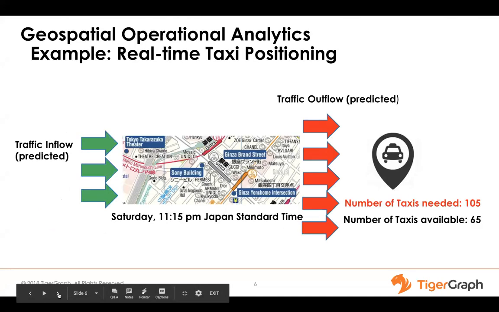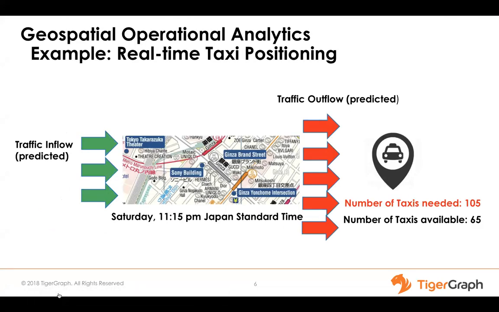I want to start with a real-world customer problem. Our customer from Japan, which is a ride-hailing company, gave us this problem to solve. Just imagine it's 11:15 p.m. on a Saturday night in Ginza. A big baseball game just finished, and many passengers are around Ginza area. How do we predict the taxi needs for the Saturday at 11:15 p.m.?